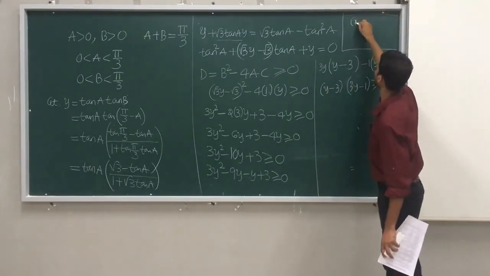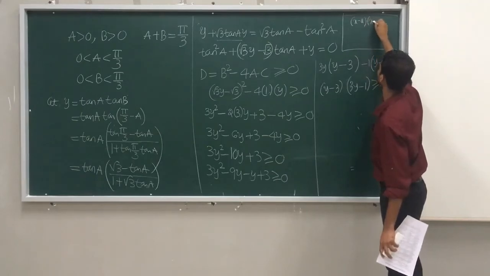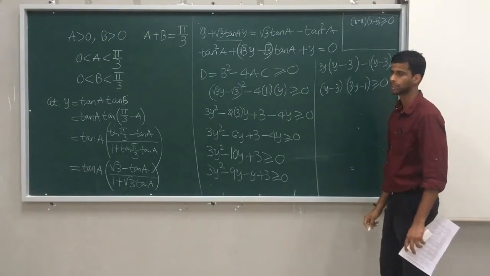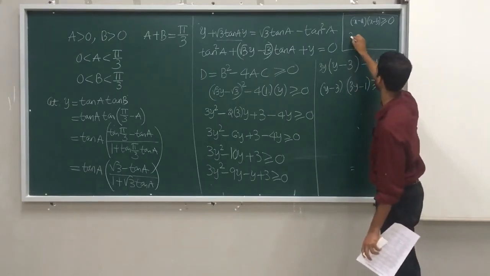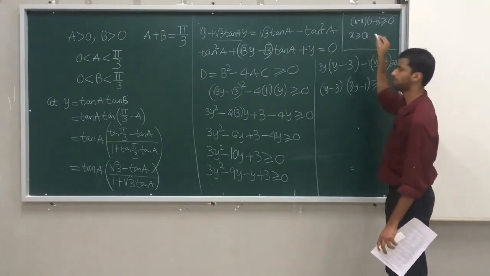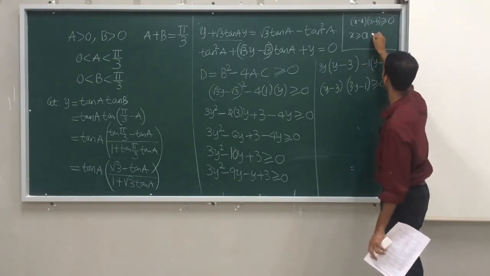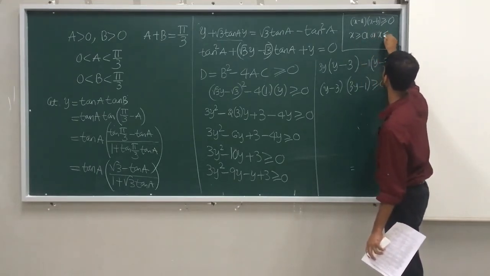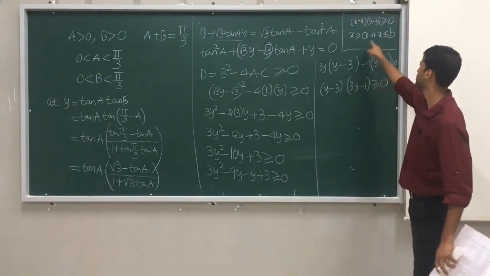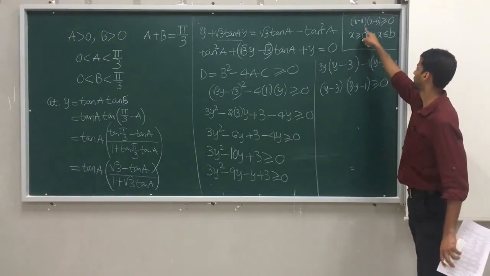If x minus a into x minus b is greater than or equal to 0, then always keep in mind x is greater than or equal to a or x is less than or equal to b. This you will learn in an upcoming chapter. This is a note. Therefore, this is a, and this is b.